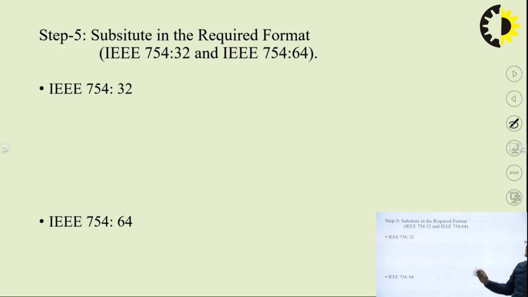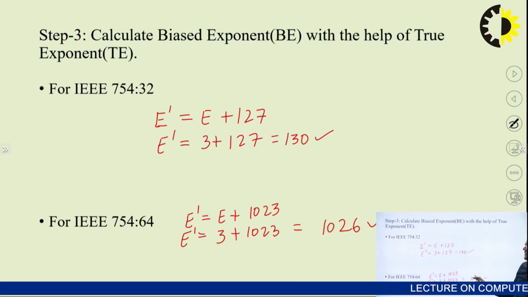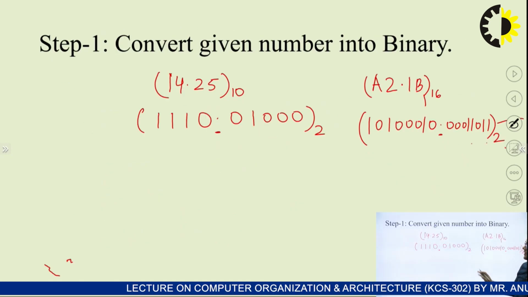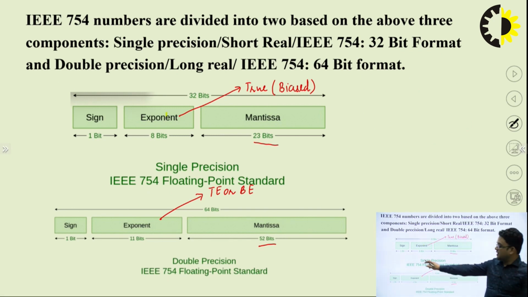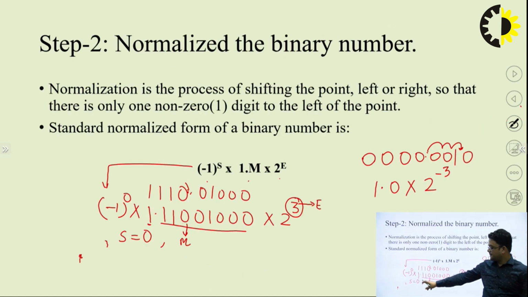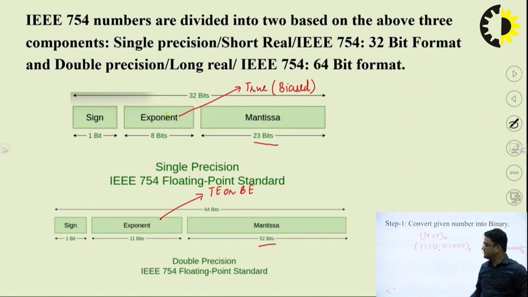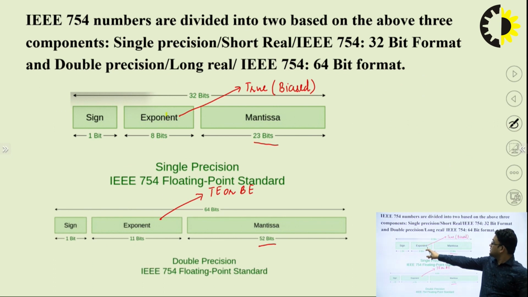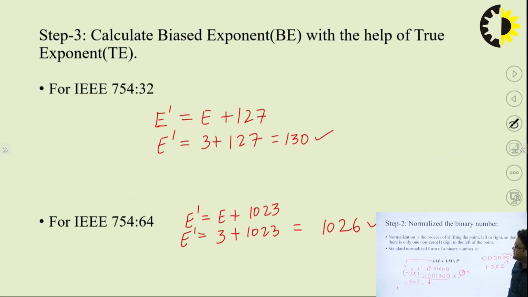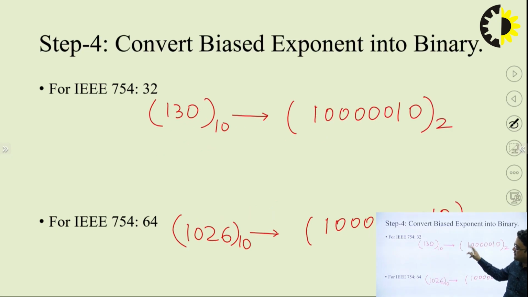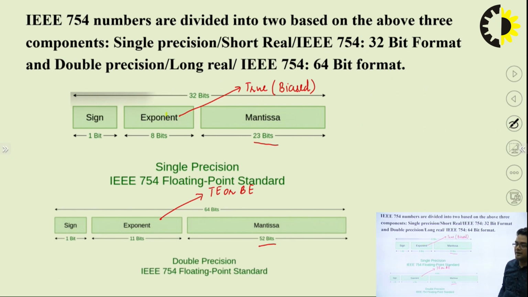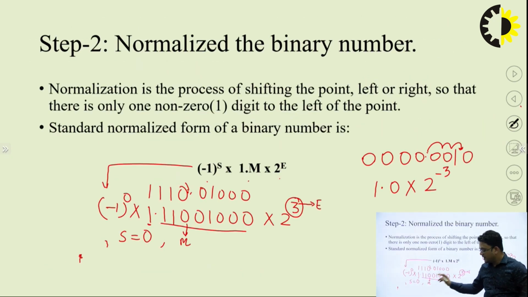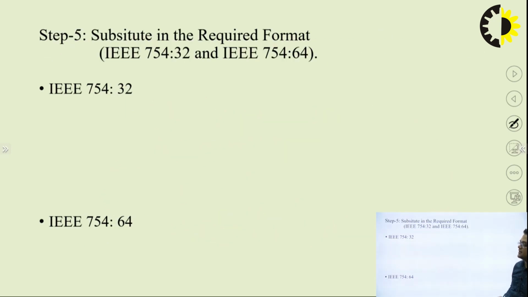We need to substitute these things which we have calculated in the format which I have shown to you. In this format we have to represent it finally. Now we have the sign bit, that is 0 because our number was positive. We have to put the biased component which we have calculated, in binary form. And last, we have to provide the mantissa part, and this is our mantissa part. So now we need to put all these values which we have calculated in the desired format.